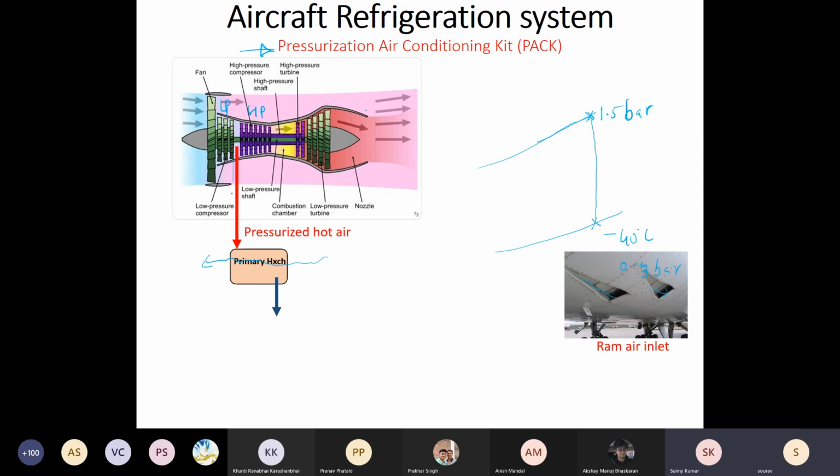So this air is being bled to the air conditioning kit, which is a small amount compared to the amount of air which is going into your combustion chamber after the high pressure compressor. Now this air gets cooled by again the ambient air itself. Assume that this air inlet passes through this heat exchanger, and my hot and pressurized air is now cooled.